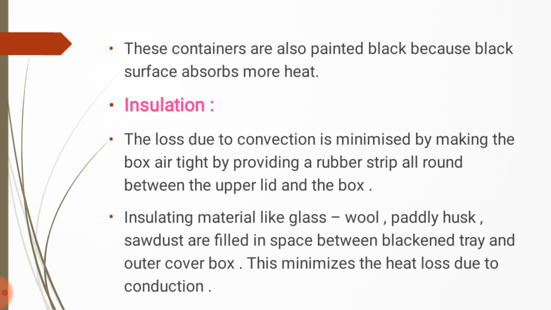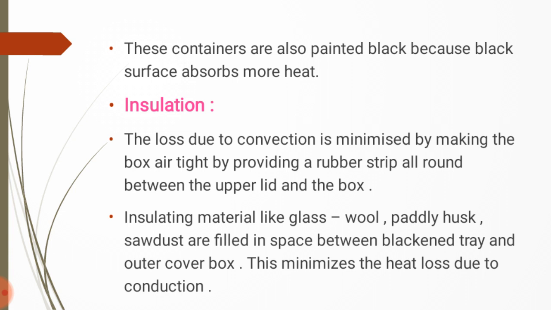The loss due to convection is minimized by making the box airtight, by providing a rubber strip all round between the upper lid and the box. That means the heat loss by convection is minimized by making the box airtight with the rubber strip. If we require insulation, we put a rubber strip all round the upper lid of the box, so that there are no heat convection losses, and we are able to obtain the maximum amount of heat.